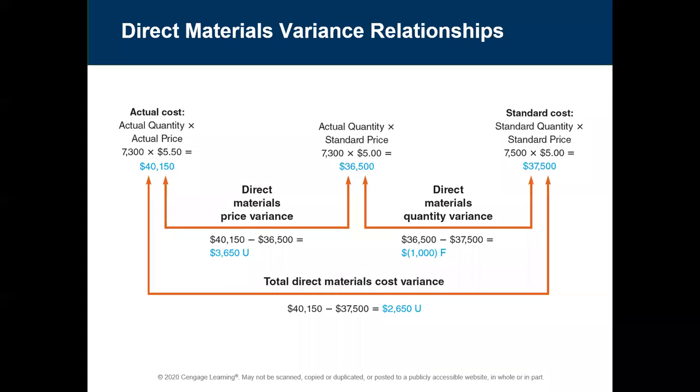This is always how we break down variances. Our direct materials price variance is going to be the difference between our actual cost and our actual quantity times the standard price. So that's going to be a variance based on the difference in the price of the materials. Our direct materials quantity variance is going to be the difference between our standard cost and our actual quantity times our standard price. So the only difference here is going to be the actual quantity from the standard quantity. Does that make sense?